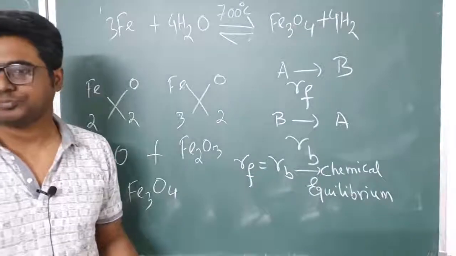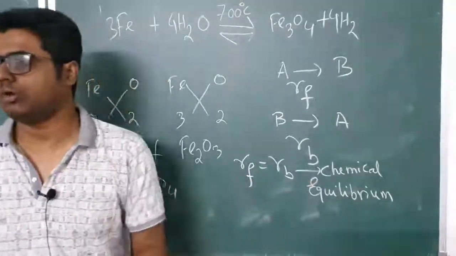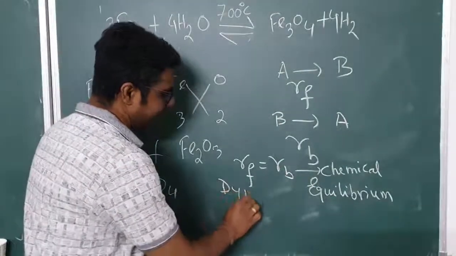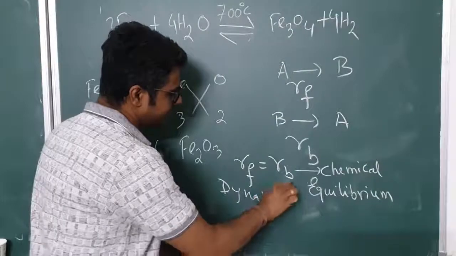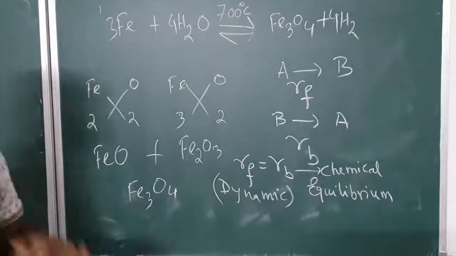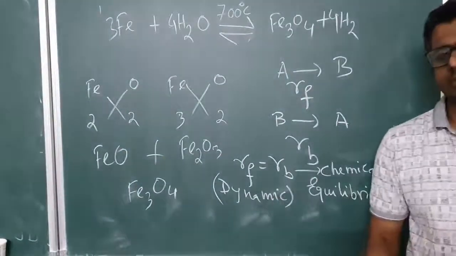Now what will you do? As chemical equilibrium has been reached, this kind of chemical equilibrium will be called dynamic equilibrium. Please write dynamic equilibrium, because reaction hasn't stopped. This kind of equilibrium is called dynamic equilibrium. Reaction has not stopped, reaction is going on, but from outside you are seeing that reaction has stopped.